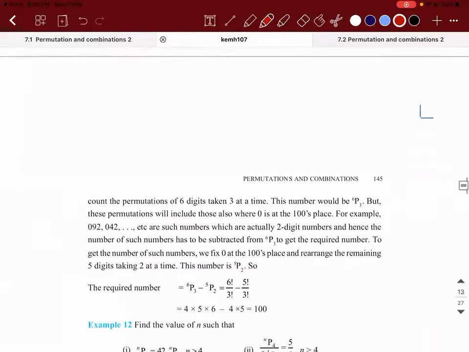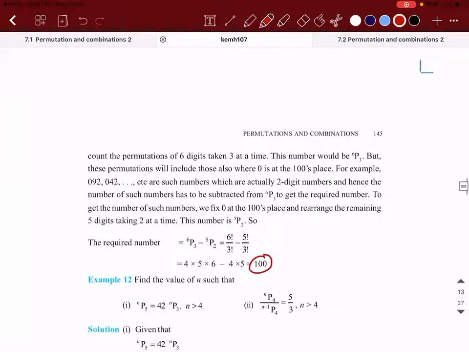You can have 100 such numbers. You can go with the fundamental principle of counting itself. It's not complicated stuff. So you have 100 numbers.